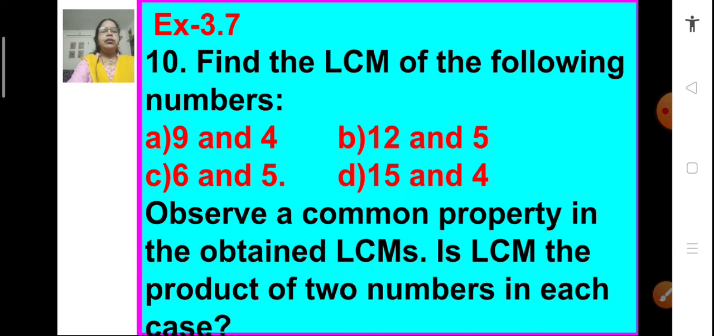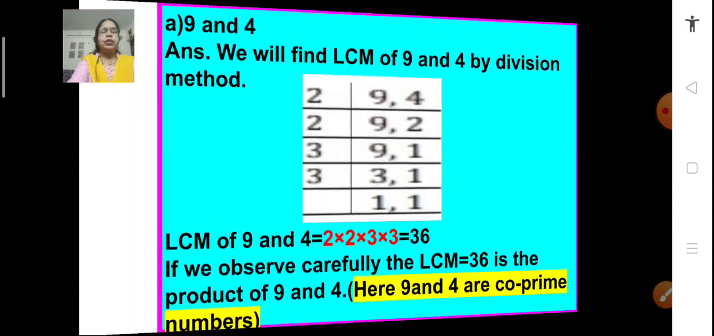Problem number 10. Find the LCM of the following numbers: 9 and 4, 12 and 5, 6 and 5, and 15 and 4. And what do we have to do? We have to find the LCM and observe a common property in the LCMs found. And we have to check, is the LCM the product of the two given numbers in each case. So let's see how we solve it.